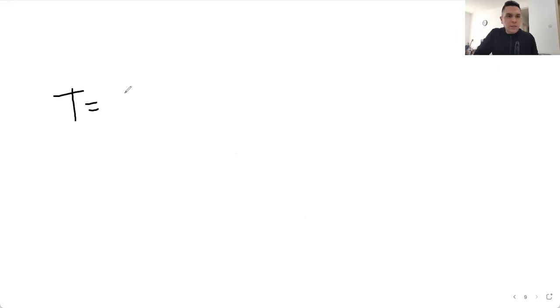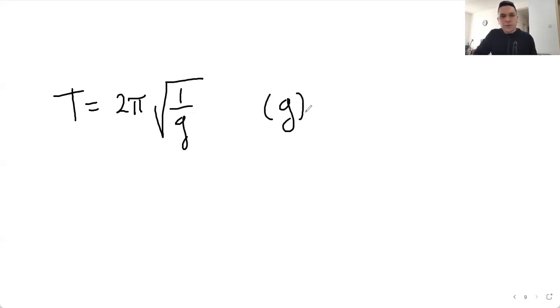Say T equals 2 pi times the square root of L over G. And they want you to change the subject of the formula to G. So we want to isolate our G, right? We have a square root here. We can start by squaring everything, right? So if we do that, we're going to get T squared equals 4 pi squared times L over G.